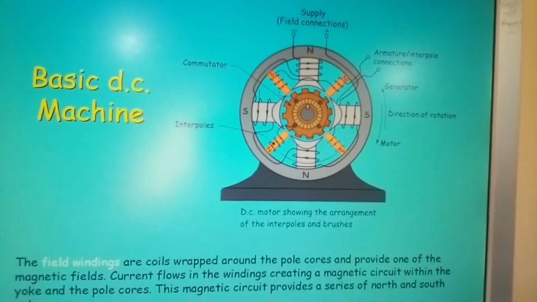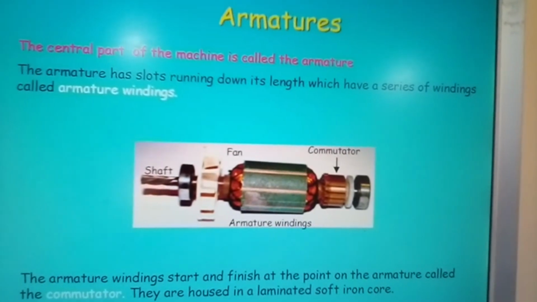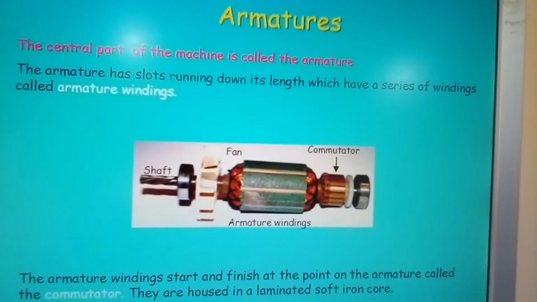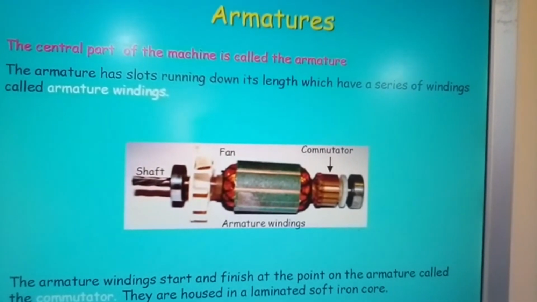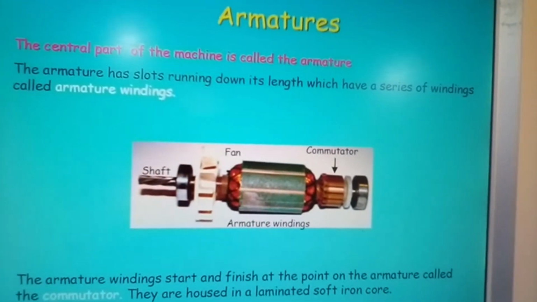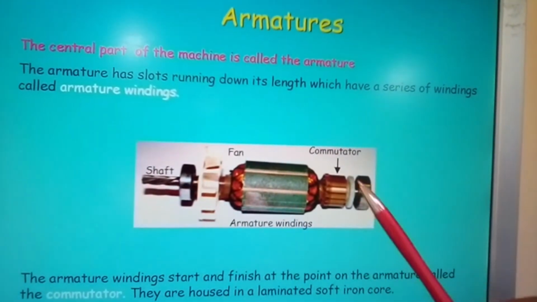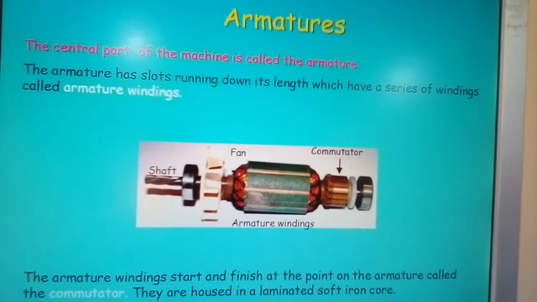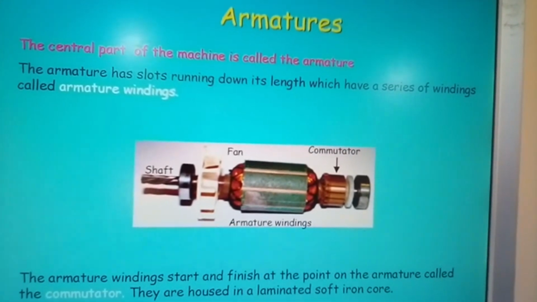Just want to make sure that it can be seen. And here you have just the armature. The central part of the machine is called the armature. The armature has slots running down its length, which have a series of windings called armature windings. Now here is where the motor will sit. The armature will sit on bearings, and it is central in the stator or yoke structure, if you wish.